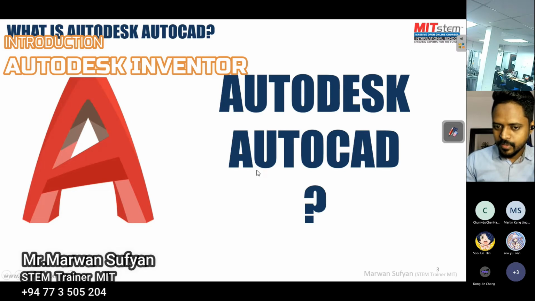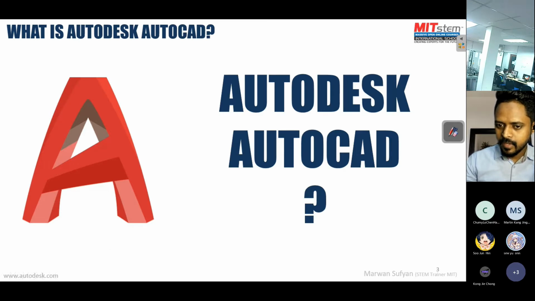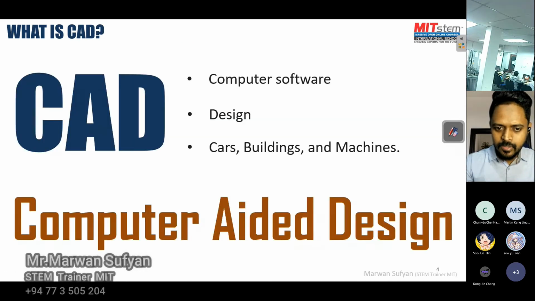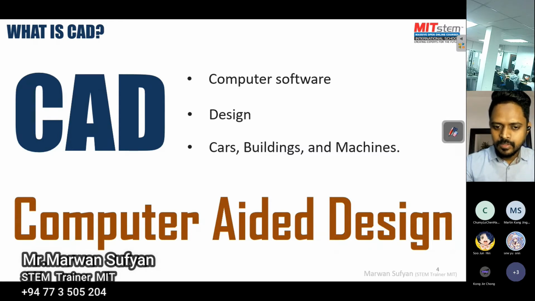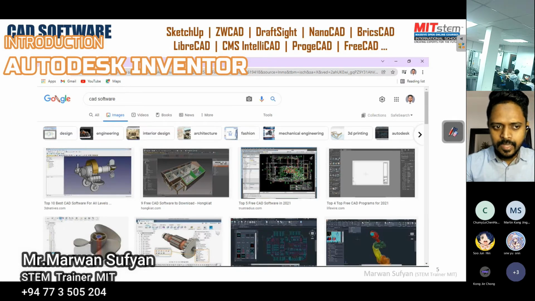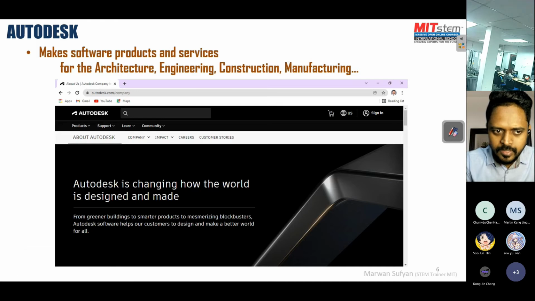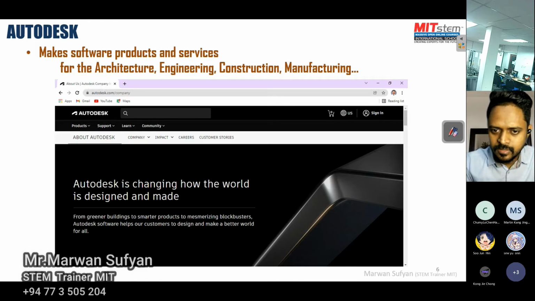And if you check AutoCAD, at the end we have CAD, C-A-D. So what is CAD? Computer aided design. It's a computer software we use to design what? Anything. Cars, buildings, machines. Okay, that's the idea. So now you know what is CAD. If you search CAD software in Google, you'll get hundreds or thousands of softwares. Autodesk is the company that makes software products and services for architecture, engineering, construction, and manufacturing.